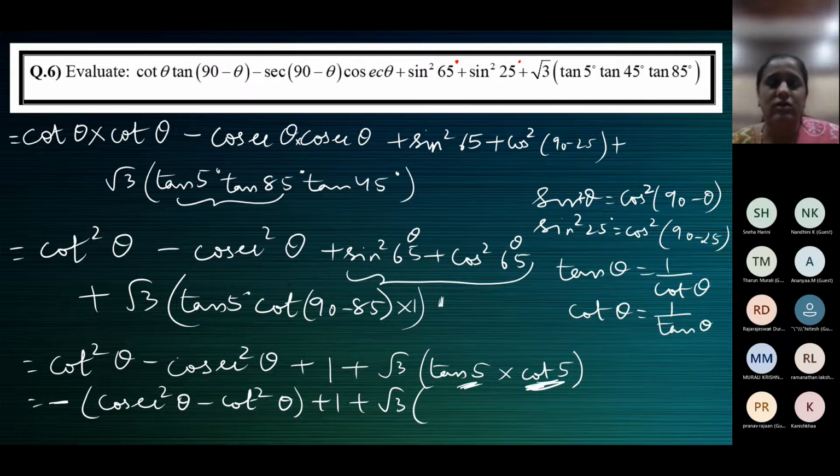Supposing you want to replace tan 5. Tan theta is 1 by cot theta. So tan 5 degrees is 1 by cot 5, into cot 5. Close it. Now this cot 5 and cot 5 will get cancelled. Then we have all numerical, root 3, 1. And when you take a minus, there will be minus cosecant square theta. Minus into minus is plus cot square theta. And cosecant square theta minus cot square theta is 1. Now everything is numerical, simplify.